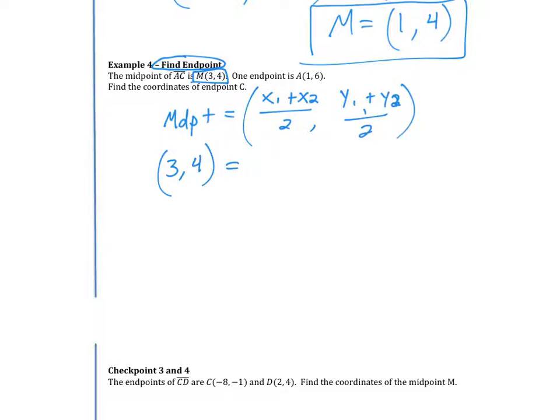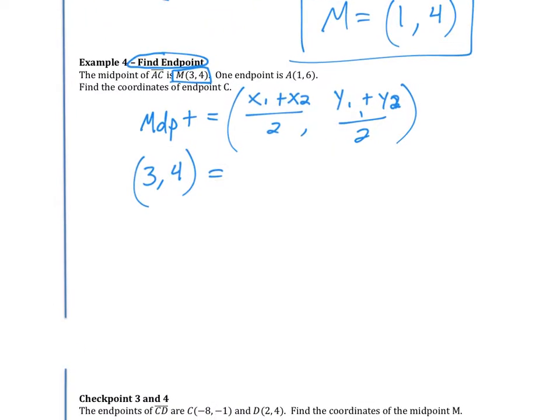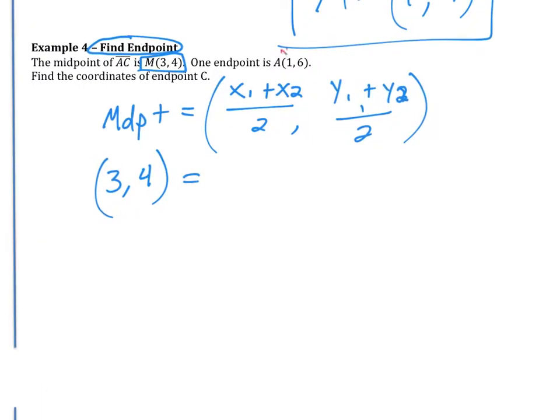They tell us that one endpoint, let me change colors, so I'm going to call this x1, y1, one endpoint is (1, 6). So we can plug that in. So we would have 1 plus x2 over 2, and then 6 plus y2 divided by 2. Okay, so the things we're missing are x2 and y2. So what we have to do is solve for those.